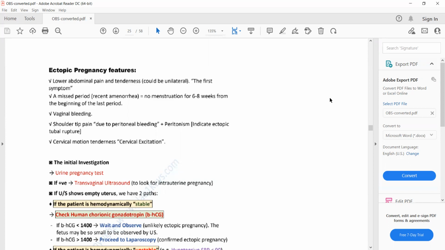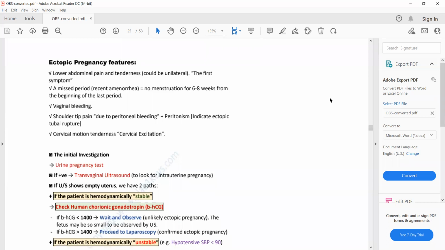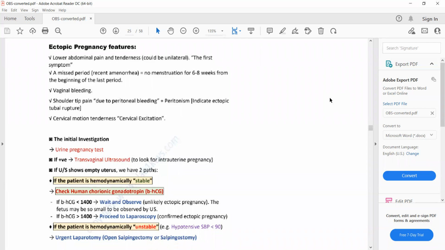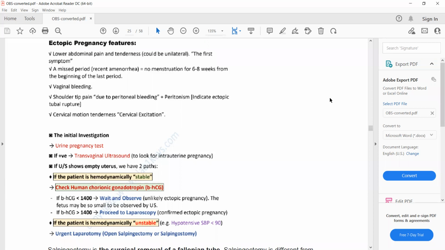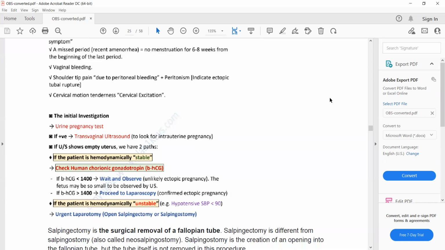So a female with lower abdominal pain and a recent history of amenorrhea, plus or minus vaginal bleeding, you will suspect ectopic pregnancy. And the initial investigation that you will do is to perform a urine pregnancy test. And if the urine pregnancy test is positive, then it means she is pregnant. Now we will confirm if the pregnancy is inside the uterus or outside the uterus. So after the urine pregnancy test, we'll do a transvaginal ultrasound to look for intrauterine pregnancy.